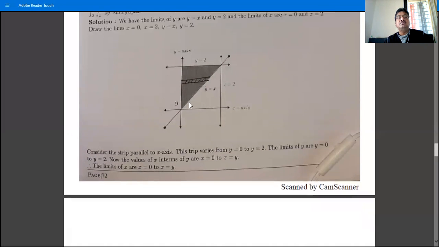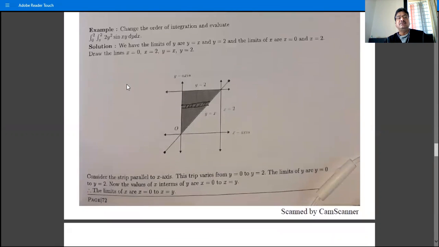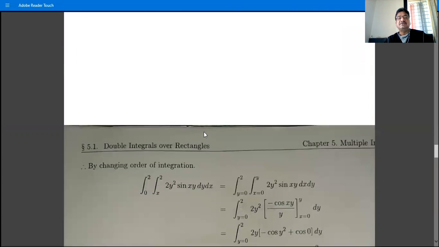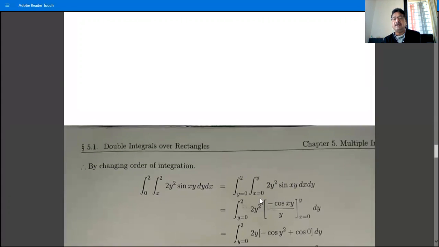And now we have to change the order. Here it is with respect to y first; we have to integrate with respect to x first. That's why take a strip parallel to the x axis. So the given integration is equal to the double integration, y runs from this function, 2y square sine xy, dx dy instead of dy dx, that is integration is with respect to x first, then with respect to y second, and then the limits of x are what.